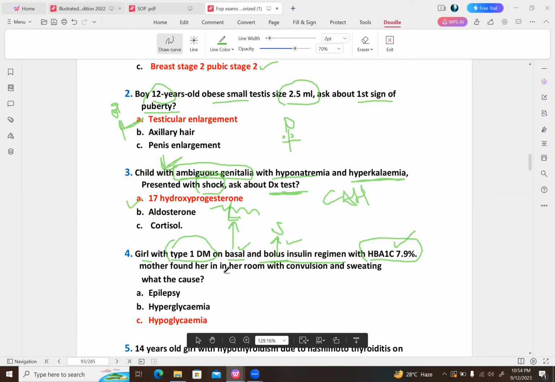And mother found her in room. She is having convulsion and sweating. Actually, the question is quite simple, but there is too much information in the stem, so I thought I should elaborate each and everything. Look, one is that what are the different types of diabetes? I will be discussing it tomorrow. Second is the different regimes of bolus. Third, you just learn about the normal values of HbA1c and what is the HbA1c test. And what are the signs and symptoms of hypoglycemia?